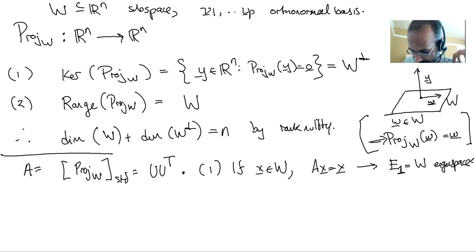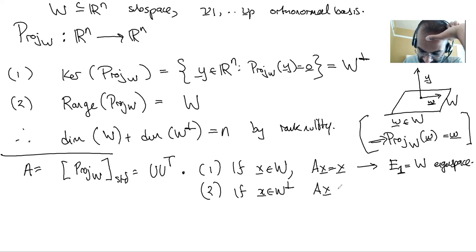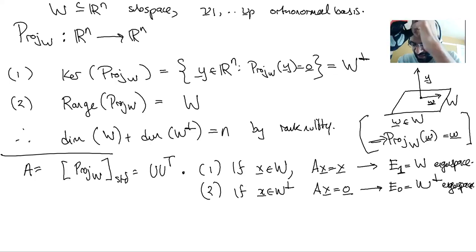Any other eigenspaces you can see here? Eigenspace of 0 is W perp. Yeah. If X is in W perp, then projecting X gives you zero, right? So that means the eigenspace of zero is W perp. And I claim that that's everything. Why is that everything? Because that spans Rn? Yeah, the sum of the dimensions is n. So there can't be any more eigenspaces. Okay, these are all the eigenspaces.